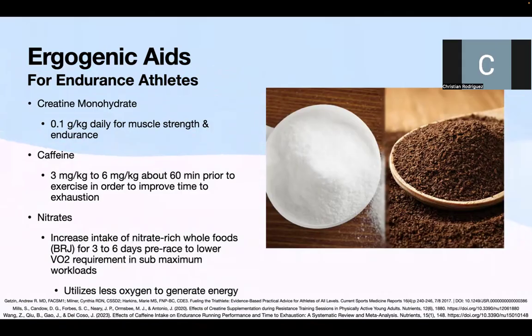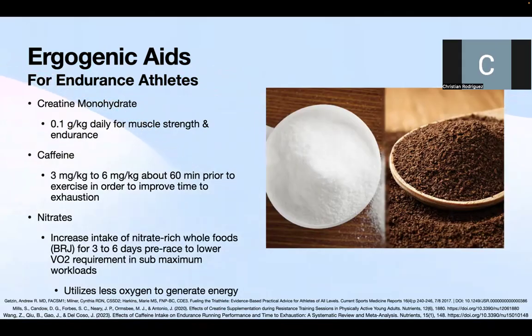Caffeine, 3 milligrams up to 6 milligrams per kilogram about an hour before exercise to improve time to exhaustion. Again, this will vary if somebody's caffeine adapted or not. If somebody's not very caffeine adapted, the lower end may do all that they really need it to do. And if they are caffeine adapted, maybe 6, as much as 9 milligrams per kilogram may be necessary.